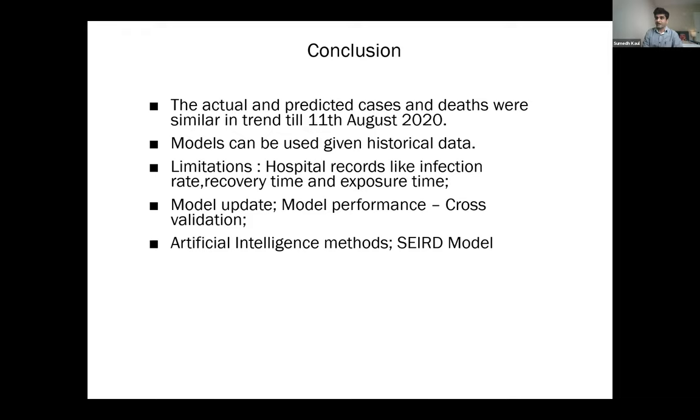Another limitation was that the model needs to be updated regularly. And in the future, we can have better model performance measures like cross-validation measures. And there are other methods like artificial intelligence methods, which were being used by one of the scientists in Argentina. Those types of complex methodologies can better explain the forecasting of cases and deaths for the future.